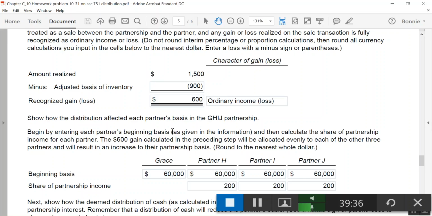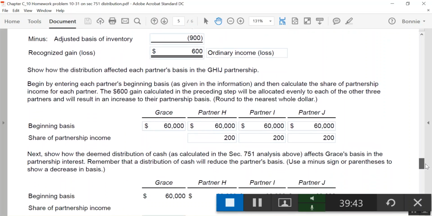Now we're supposed to show how the distribution affected each partner's basis in the partnership. So what you do is begin by entering all of the partners' beginning bases, and that was given to you in the information above. It said that on January 1, each partner's basis was 60,000, or maybe it said December 1, it doesn't matter. But before the distribution, each partner's basis was 60K.